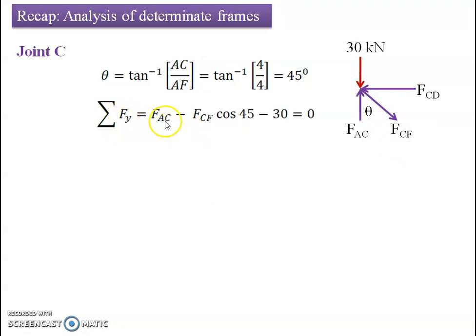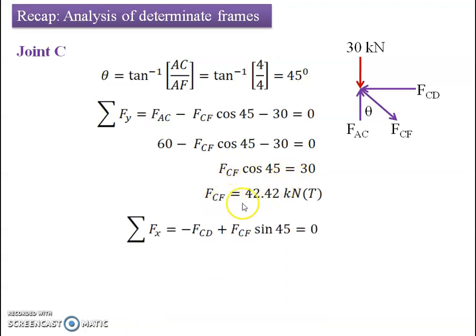So summation of Fy equals Fac minus Fcf cos 45 minus 30, which equals 60 minus Fcf cos 45 minus 30, resulting in Fcf cos 45 equals 30, and the answer is Fcf equals 42.42 kilonewton in tensile nature. The summation of Fx equals minus Fcd plus Fcf sin 45. If I write the equation for the horizontal direction, two forces are there. If I put in the individual values, Fcd equals 30 kilonewton in compression.